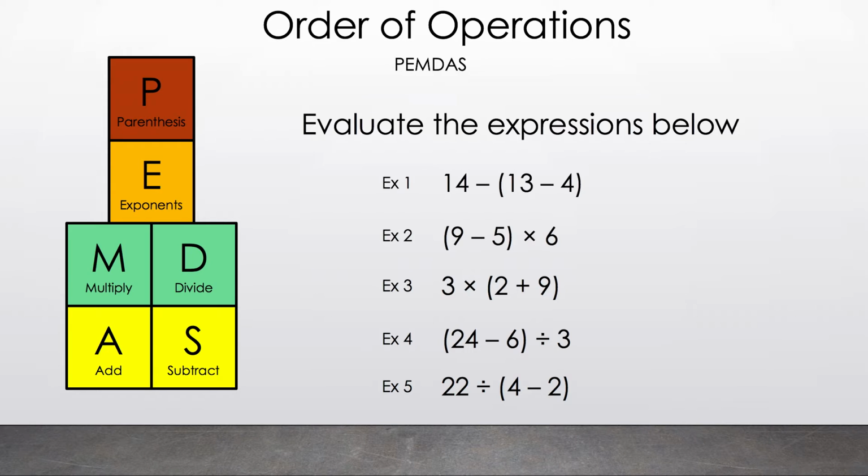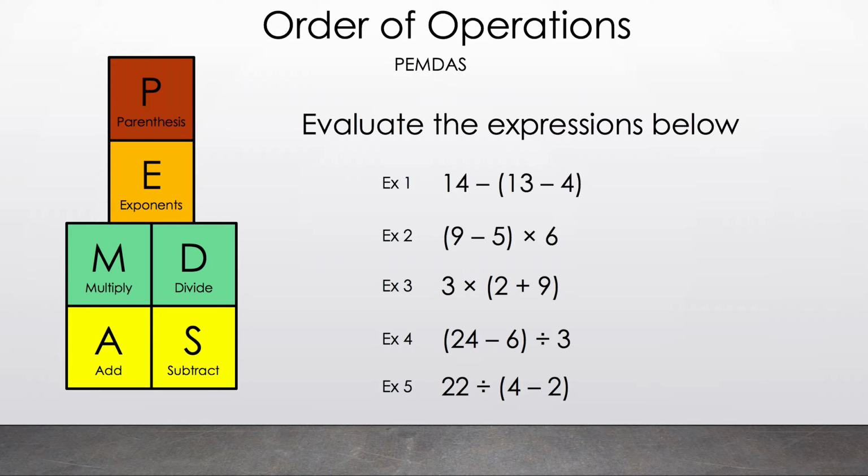Before we do that, let's take a look at the left side of the screen and see how PEMDAS is written. We have parentheses on top, below that is exponents, below that we have multiply and divide on the same row, and below that we have add and subtract on the same row as well. Now why are multiply and divide on the same row as well as add and subtract? Well, both of those are inverses, so the inverse of multiply is divide and the inverse of add is subtract. So it doesn't matter the order.